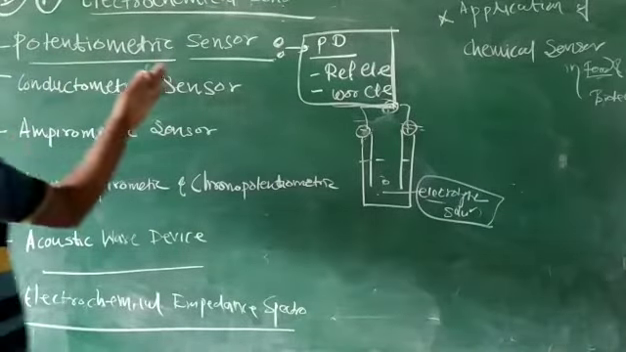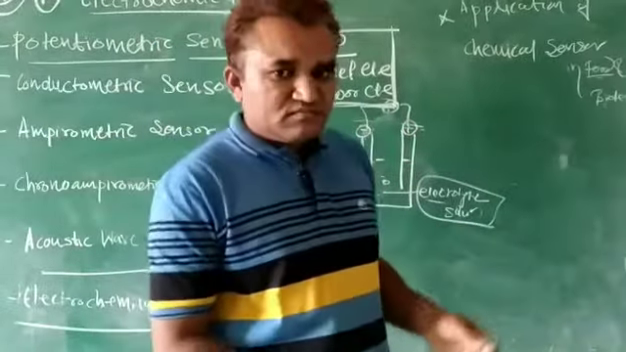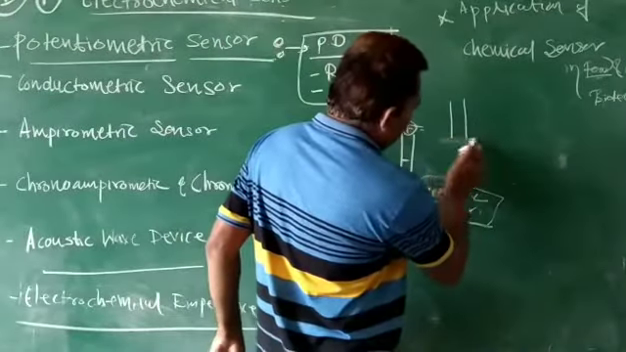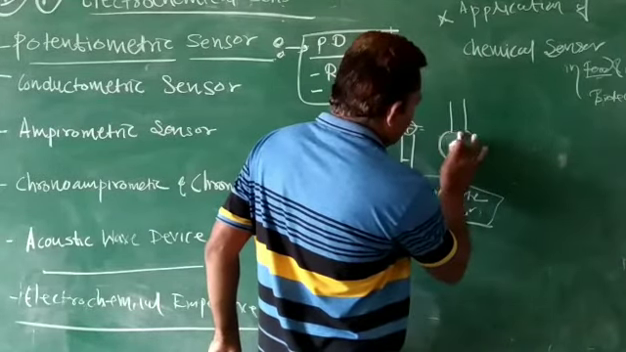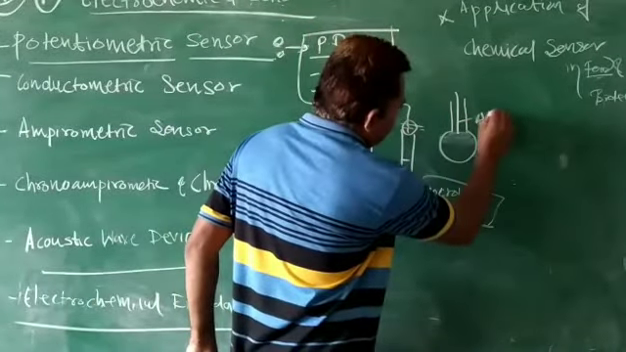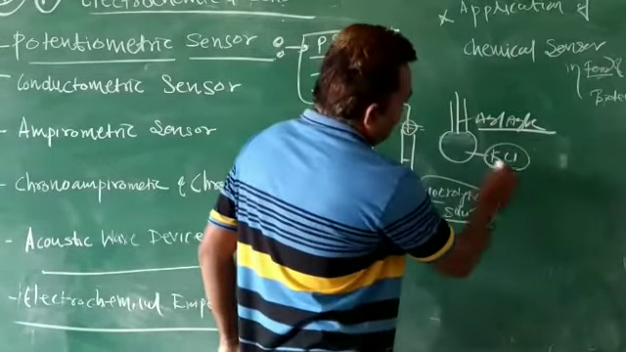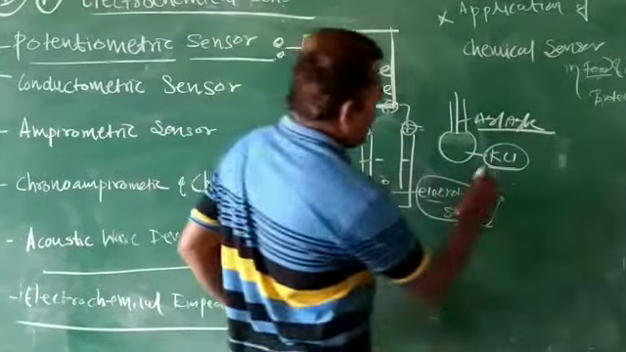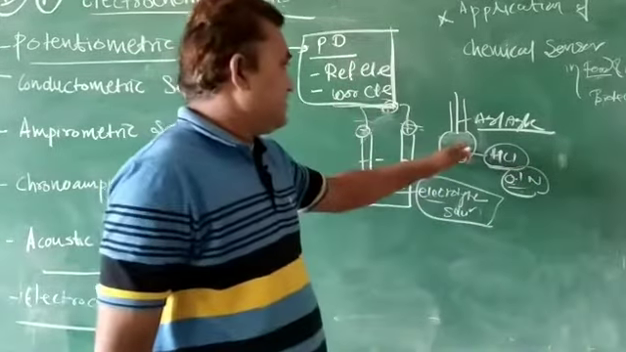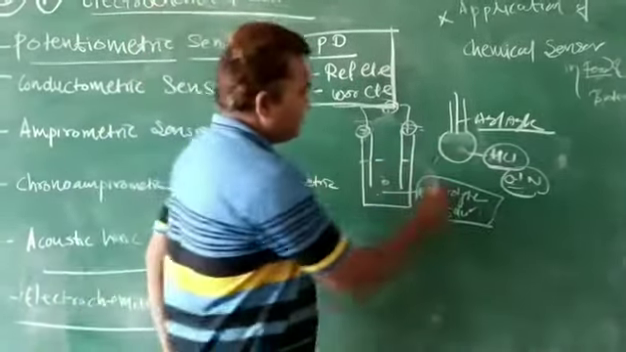So mainly the potentiometric sensors are used for detection of pH. When we measure the pH by glass electrode, the glass electrode contains AgCl, and KCl is the reference, and 0.1 normal HCl electrolyte solution. So it is the standard 0.1 normal solution in the glass electrode.